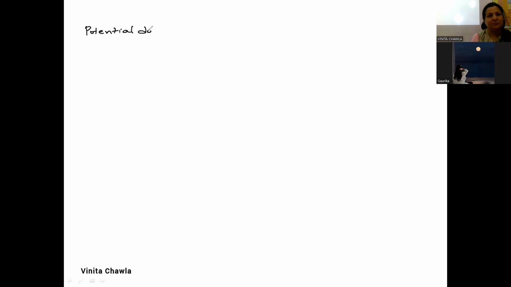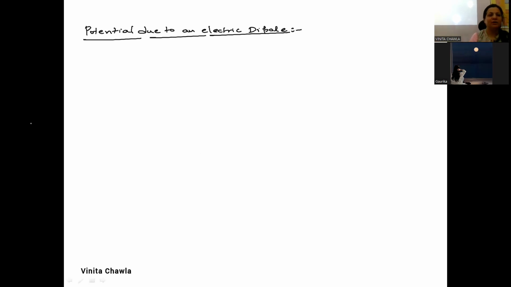Potential due to an electric dipole. Written. Draw an electric dipole. This is an electric dipole.